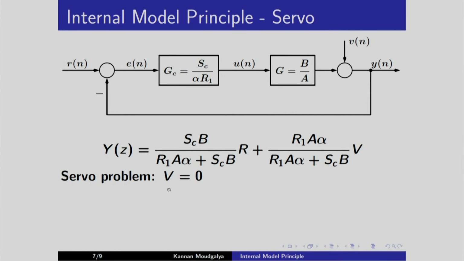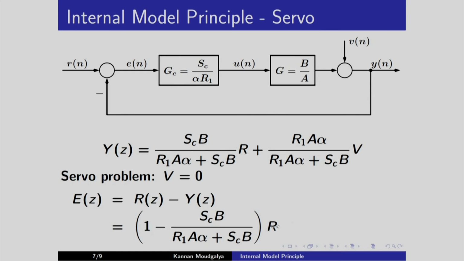Servo problem is obtained by V equals 0. So let us take V equals 0 and we want to check whether this Y will track R. Now let us substitute for capital R. Before that, let us substitute in this expression and find the error between the reference signal or the set point and the actual output Y. So when I multiply this, I get R. The second term is obtained from here.